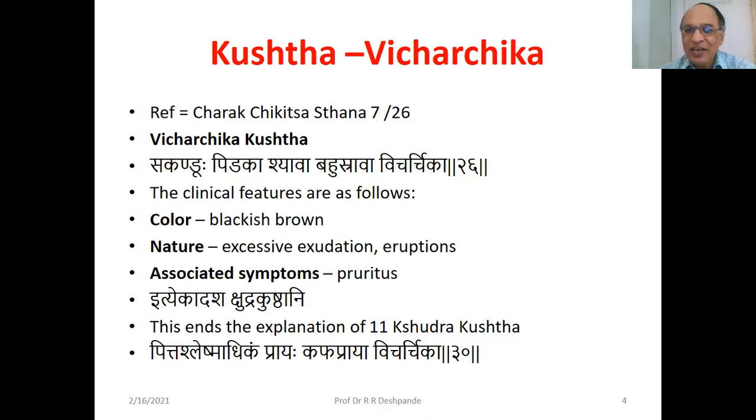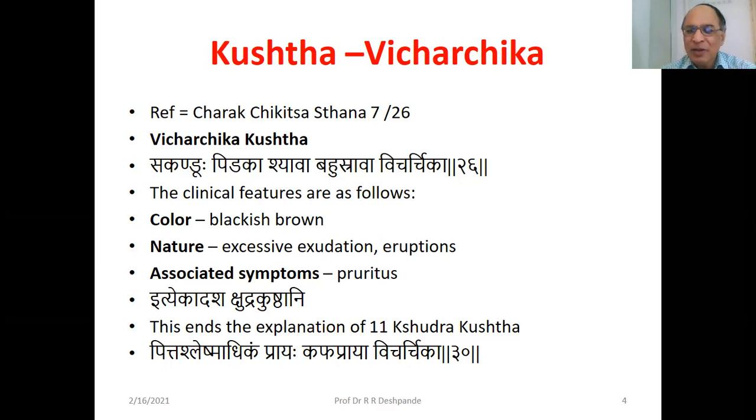The chief clinical features: the color of the skin becomes blackish brown. Then there is excessive exudation, that is Bahusrava, eruptions, that is Pidaka, and the associated symptom is pruritus or itching, that is Sakandu. So these are the eleven kshudra kushtha. So Vicharchika is one of the 11 skin diseases mentioned in the Charaka Samhita.